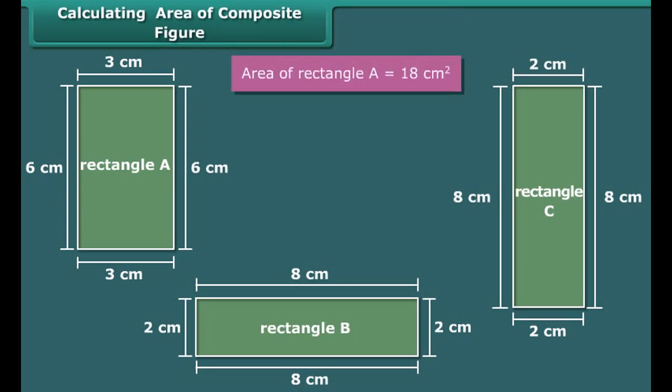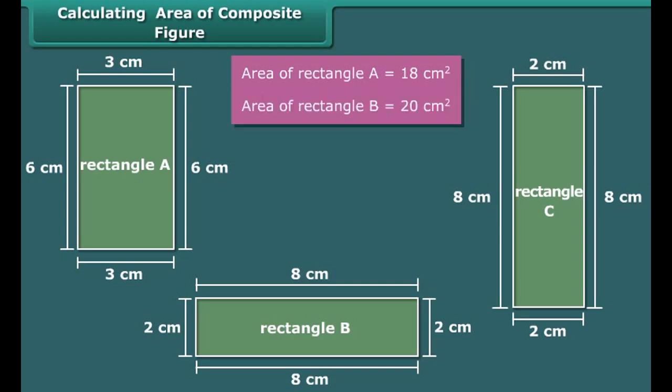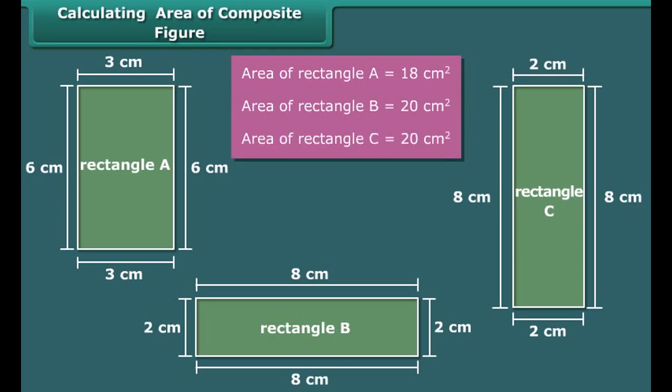The area of rectangle A is 18 centimeters square. The areas of rectangles B and C are the same, that is 20 centimeters square. Thus, the area of the composite figure is 18 plus 20 plus 20, which is equal to 58 centimeters square.